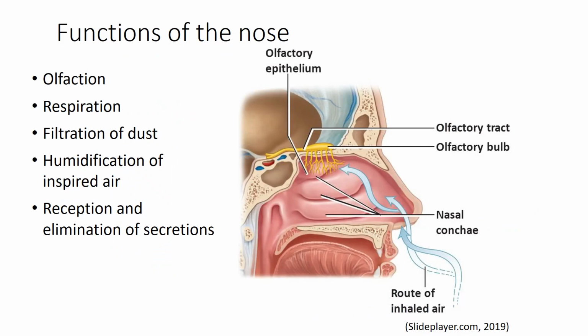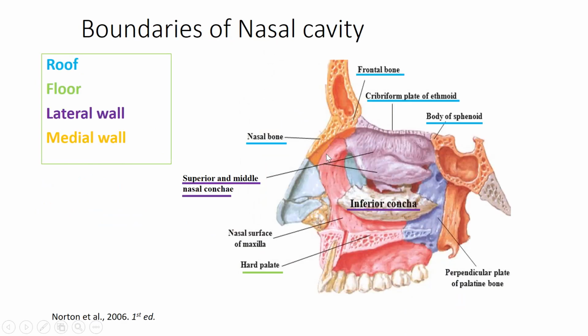Now, if we consider the functions of the nose, this will include olfaction or smelling, respiration or breathing, filtration of dust, humidification of inspired air, and reception and elimination of secretions from the paranasal sinuses and also the nasolacrimal ducts. So which are the boundaries of this nasal cavity?